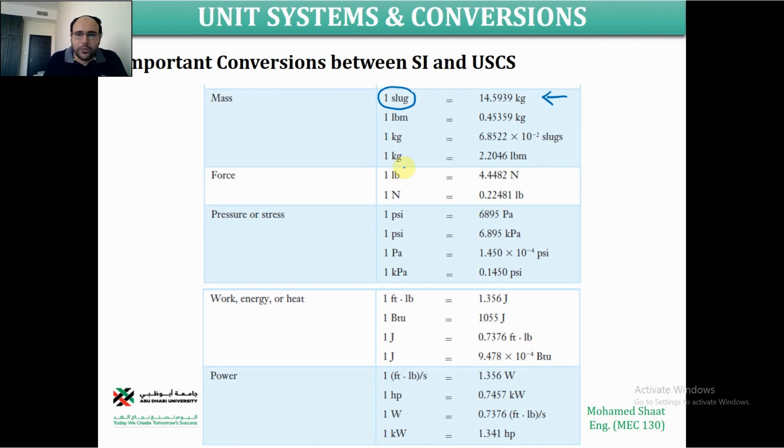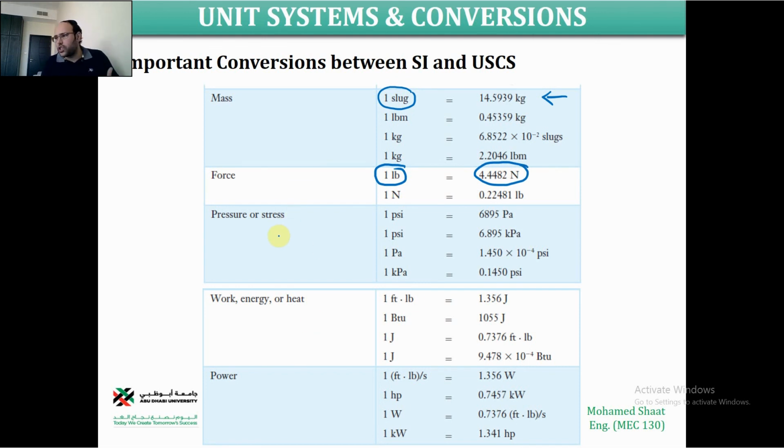For example, to convert from 1 pound, which is a measure of the force in the American system, to Newton, which is a measure of the force in the international system. The unit of the force in the SI system, the international, is Newton. In the American system, it is pound. How can we convert from pound to Newton? 1 pound is equivalent to 4.4482 Newton.